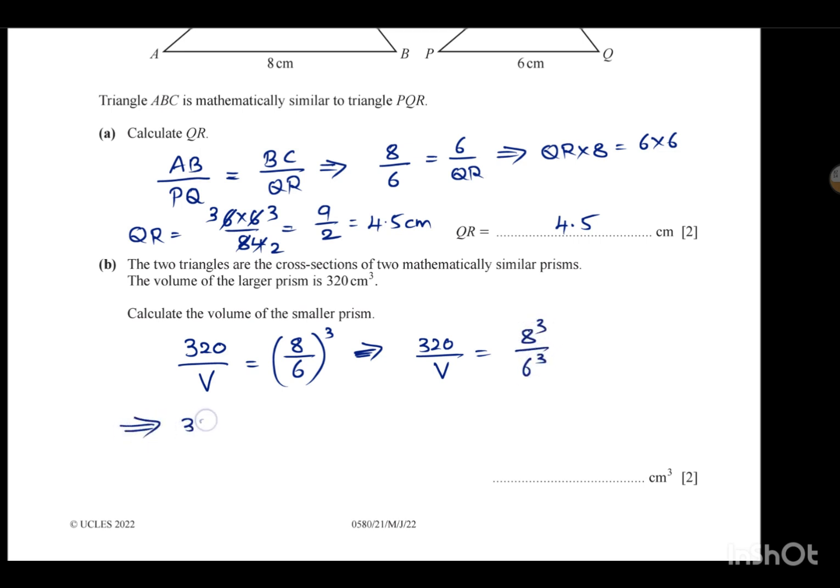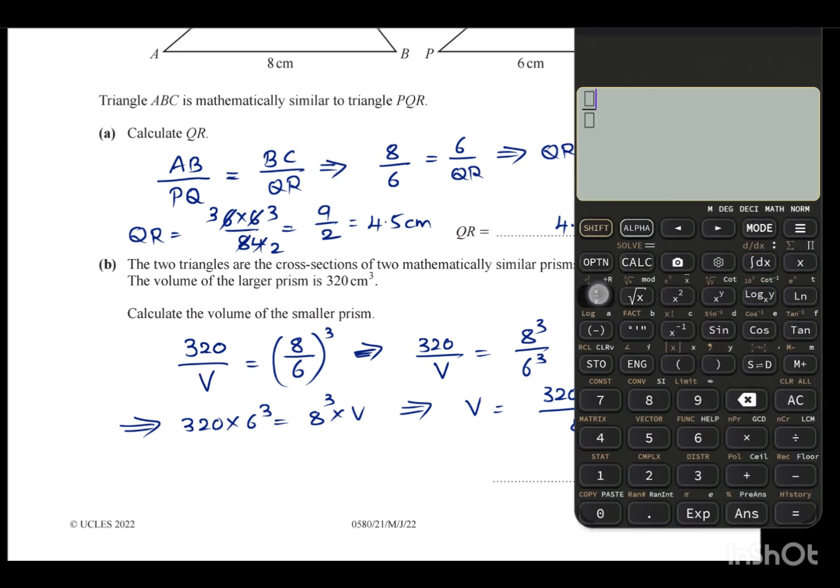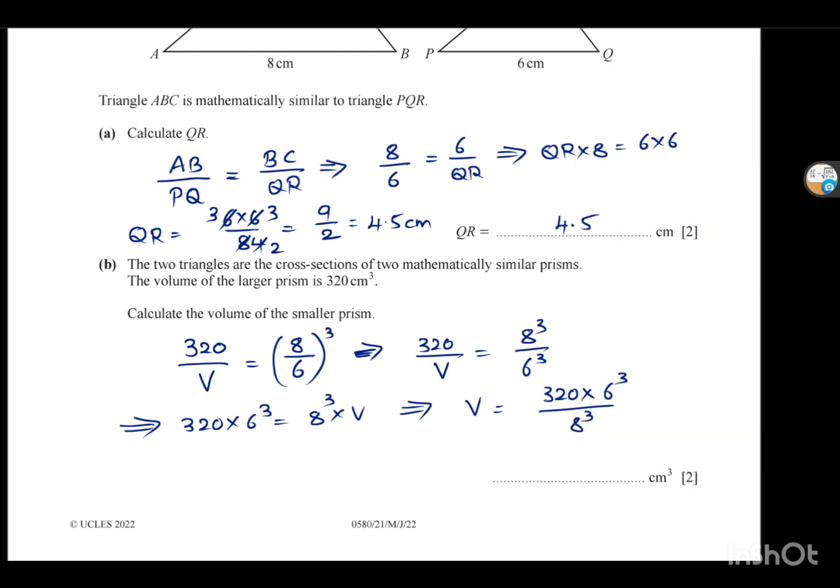Again 320 multiplied by 6 cube is equal to 8 cube multiplied by V. Now if I isolate V, then you have to bring 8 cube to the other side. 8 cube is multiplying, so it gets divided when you bring it to the other side. So 320 into 6 cube by 8 cube gives 135 centimeter cube, the volume of the smaller prism.